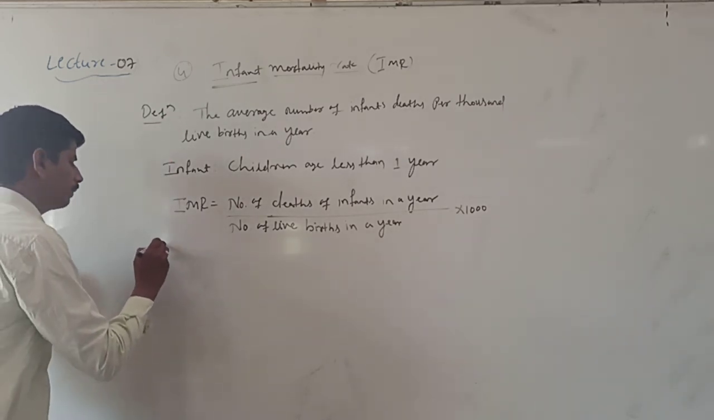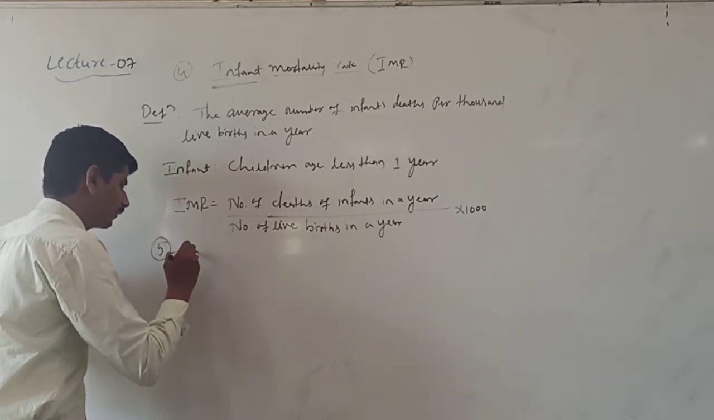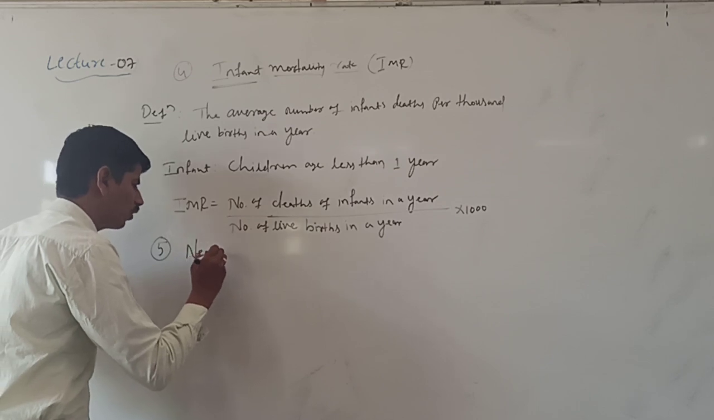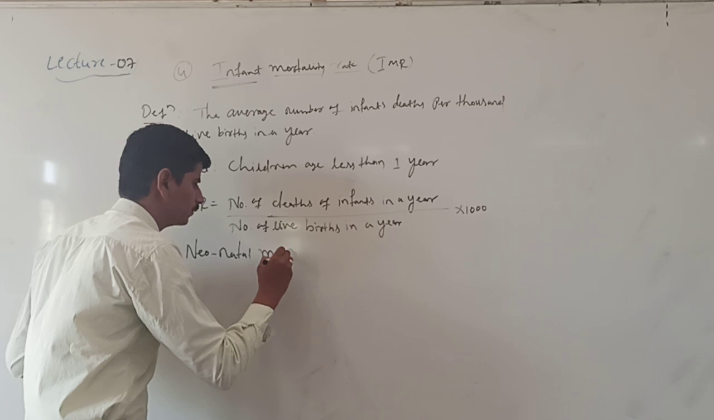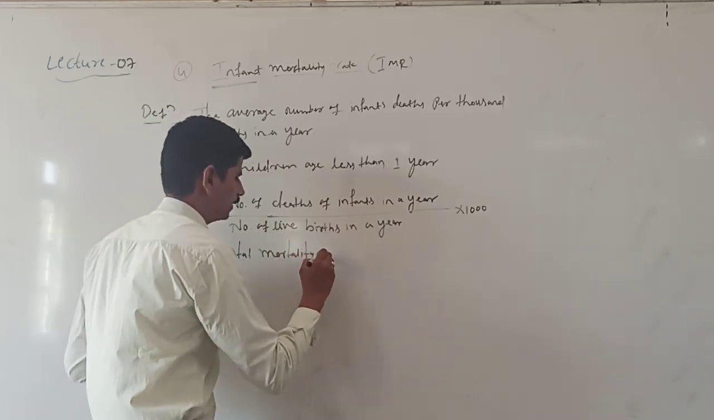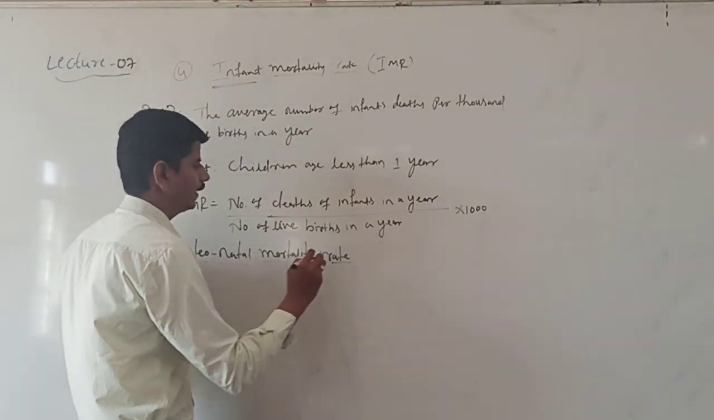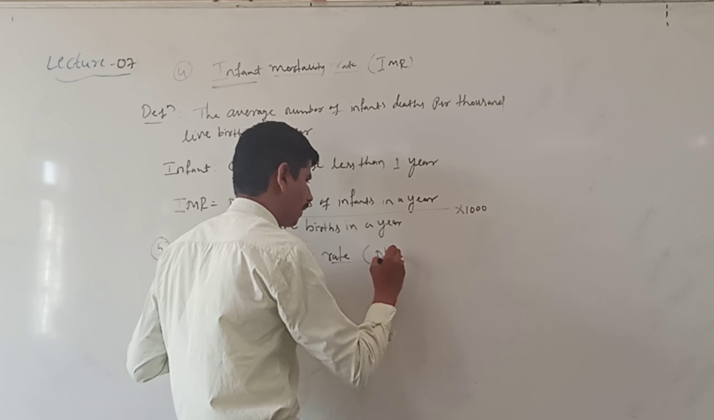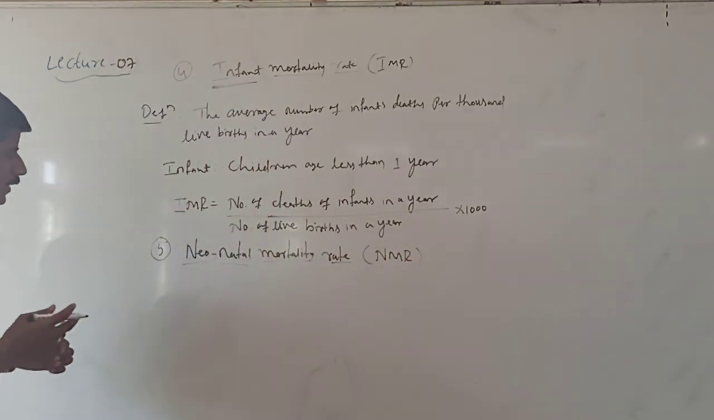Okay, next fifth measure is neonatal mortality rate. Here neonatal mortality rate is denoted by NMR. Then what is the neonatal mortality rate?